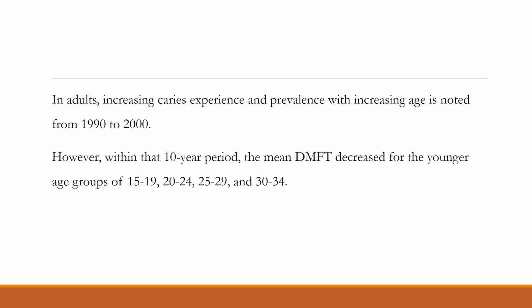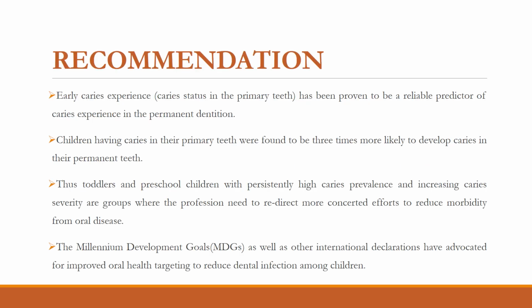In adults, increasing caries experience and prevalence with increasing age is noted from 1990 to 2000. However, within that 10-year period, the mean DMFT decreased for the younger age groups of 15 to 19, 20 to 24, 25 to 29, and 30 to 34. Recommendation: early caries experience, that is caries status in the primary teeth, has been proven to be a reliable predictor of caries experience in the permanent dentition.